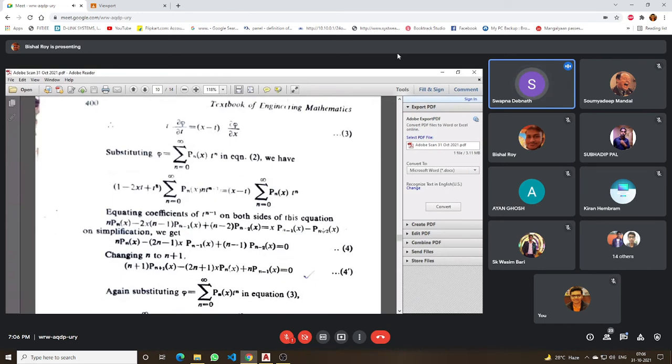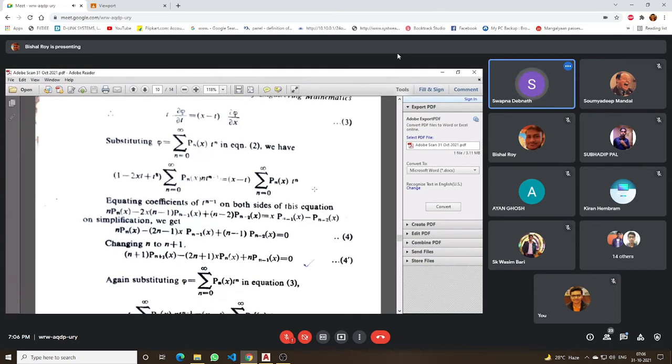Therefore, we put it as this ∂φ/∂t. We calculate ∂φ/∂t and ∂φ/∂x, and we put it here. Therefore, this is (1 − 2xt + t²) Σ n Pn t^(n−1), and that is (x − t) ∂φ/∂x. This will be ∂φ/∂x, that is not Pn(x), this is Pn'(x).